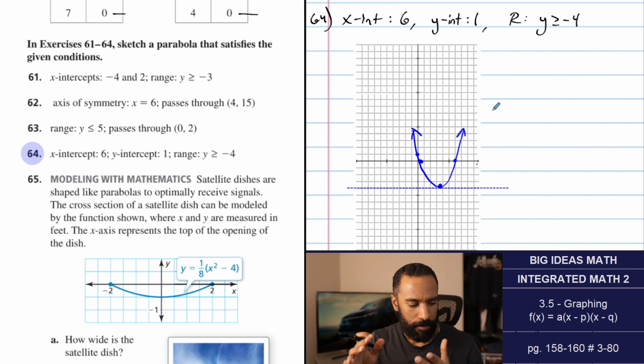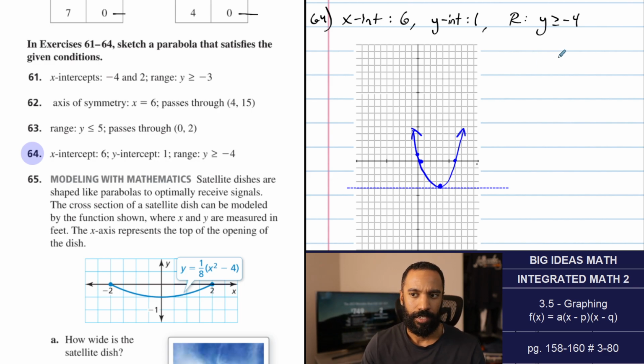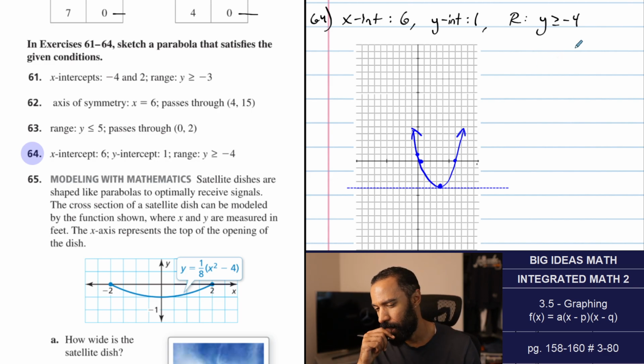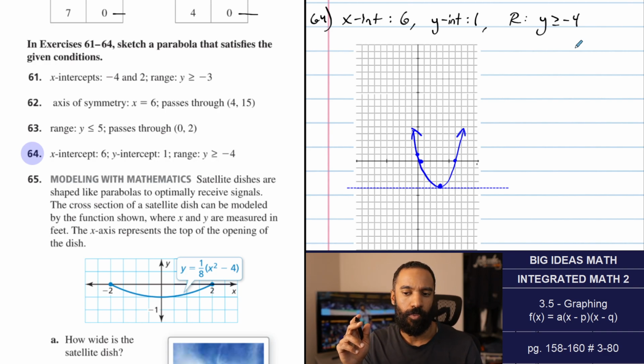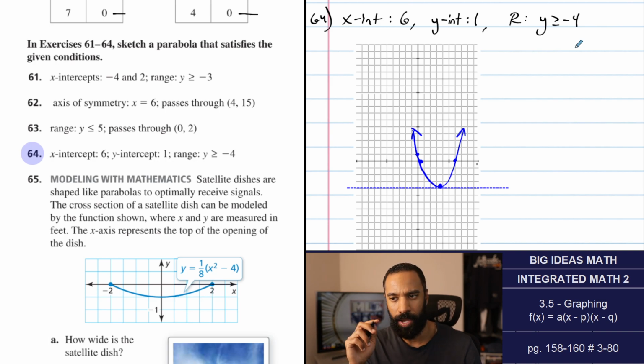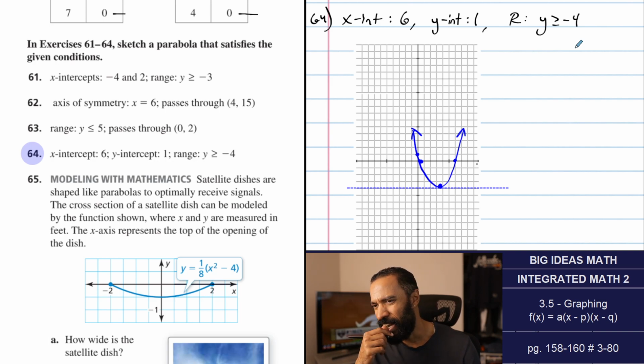Can I use factored form? No, I don't have the other x-intercept, but that's the only other value I would need. Let's try that. No, I still don't have a. I would know only one other way to do this, and it's through a system of 3 equations, and even then, I don't know because I don't have the x value of the thing.